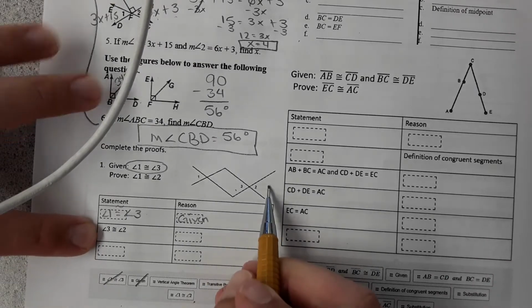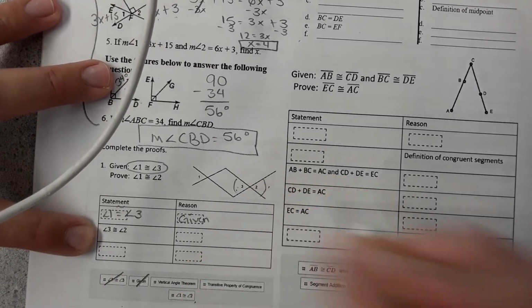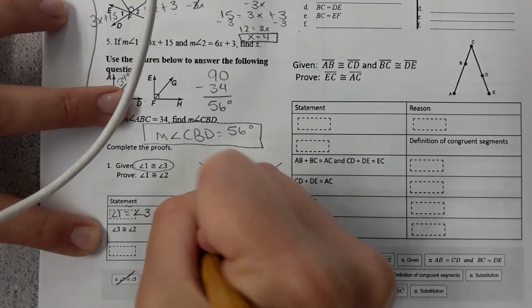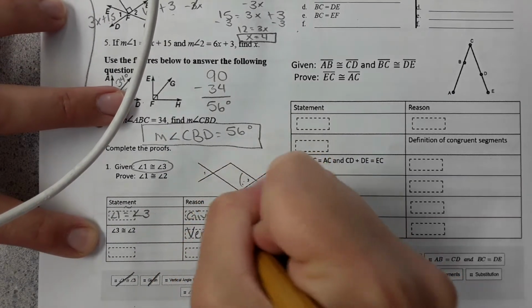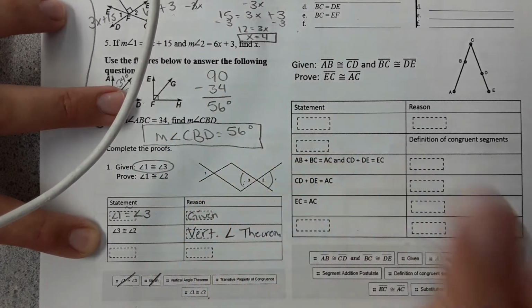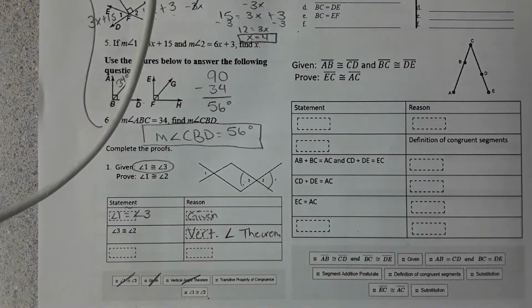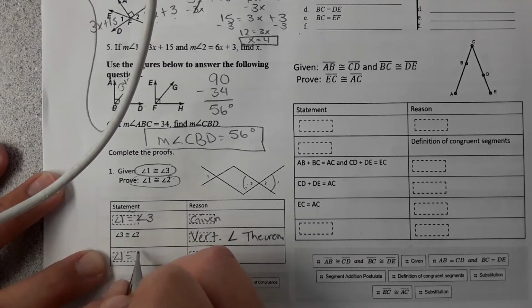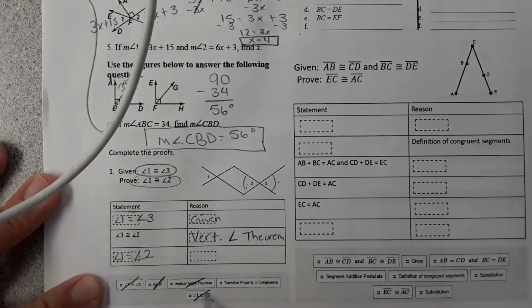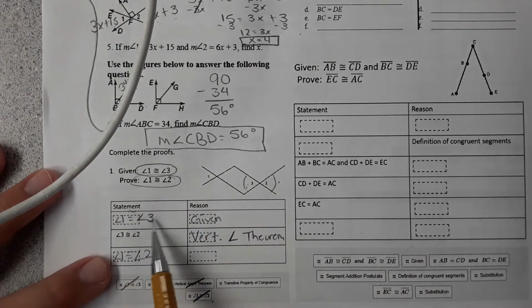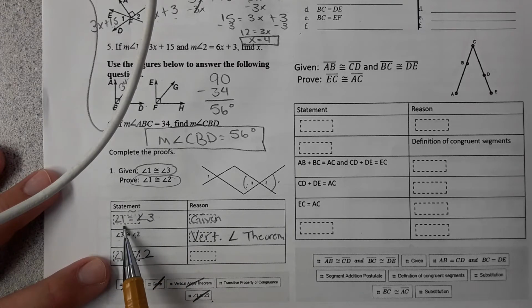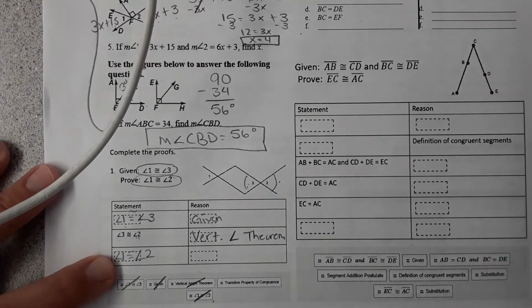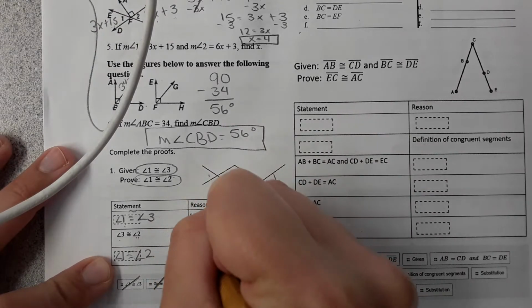Then angle 3 is congruent to angle 2. We can see that those are vertical angles, and that's why they are congruent, so vertical angle theorem. And I abbreviated a little bit there. And then the last box should be our prove statement. So I'm going to copy that here. And if 1 is congruent to 3 and 3 is congruent to 2, then 1 must be congruent to angle 2. And that is transitive property.